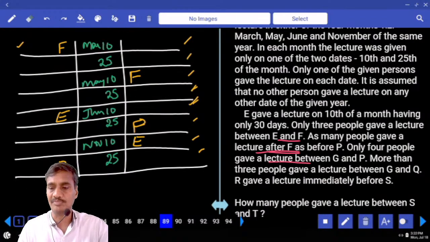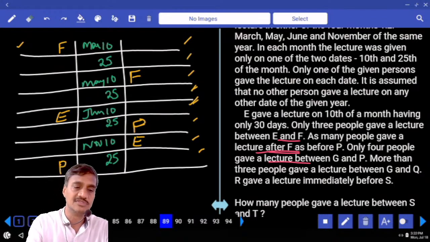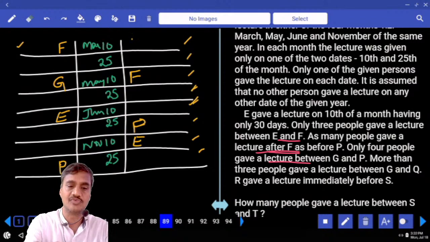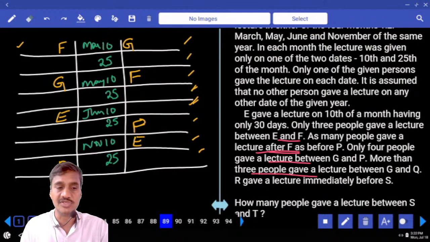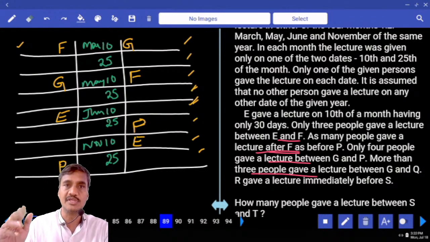And only 4 people give a lecture between G and P. Here also, between G and P there are 4 people. Does it fit? 4 in between G and P. More than 3 people give a lecture between G and P. Between G and P, we need to have more than 3.